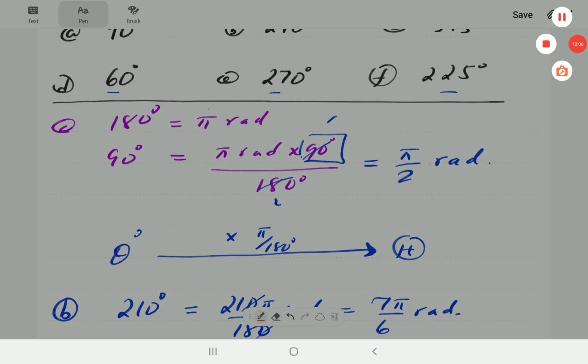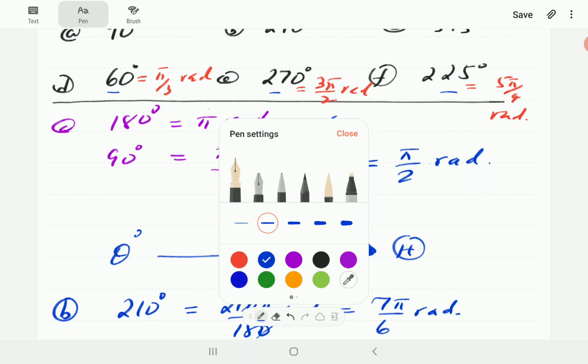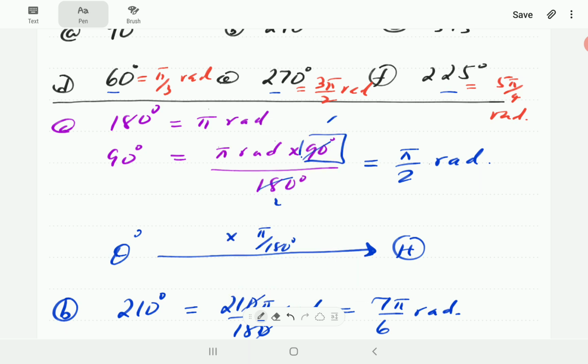Right, so the 60 degrees is going to be pi over 3 radians. 270 is 3 pi over 2 radians, and 225 is 5 pi over 4 radians. Okay, so in the next question, let's see how to convert from radians to degrees.